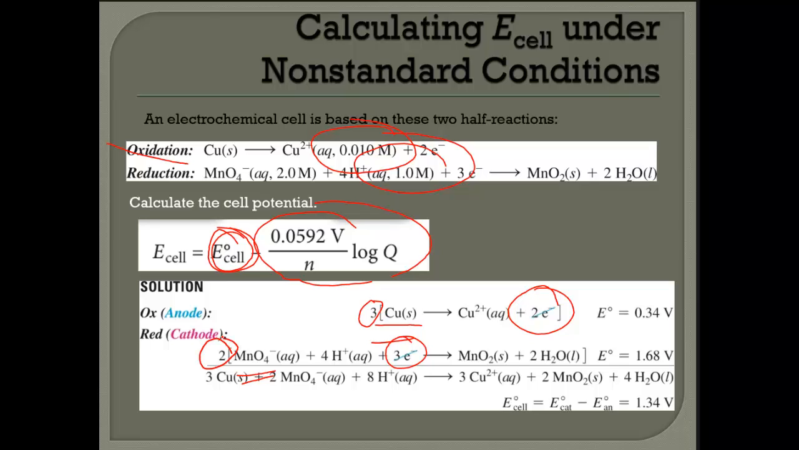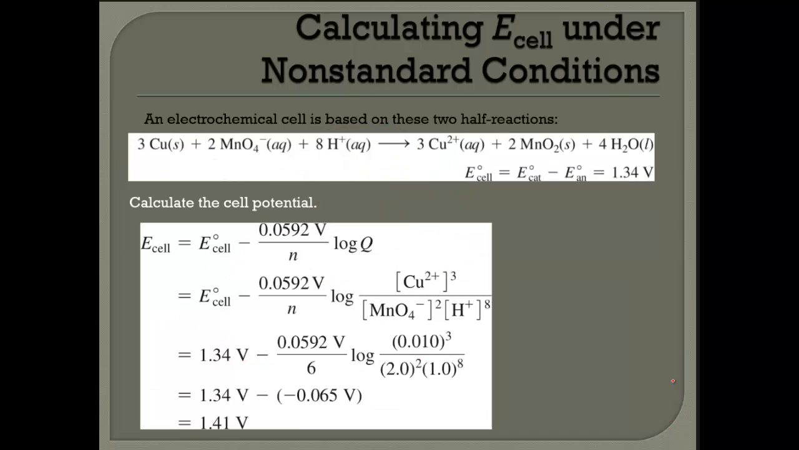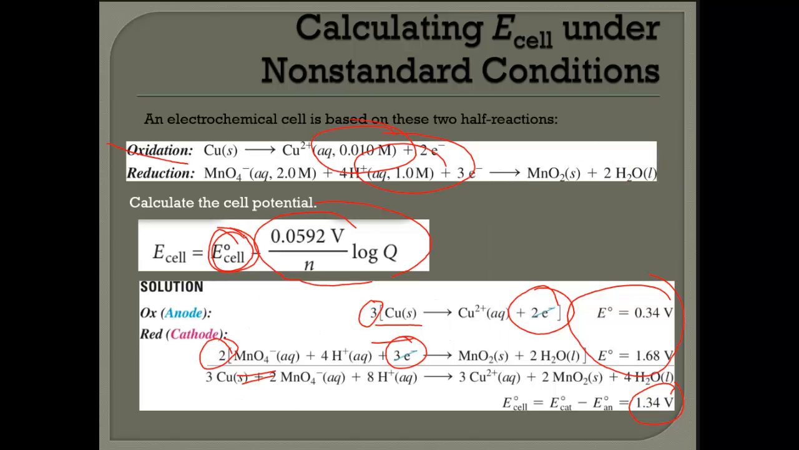Notice that when we did that, the cell potentials did not change. We kept them the same. It comes out to be 1.34. So here's the equation we just solved with 1.34 volts. Now we're going to plug it into the Nernst equation. We have 0.0592 divided by the number of moles of electrons. If we go back up here, we can see that the number of electrons being transferred is 2 times 3, which is equal to 6. That's where we get the 6 on the bottom.